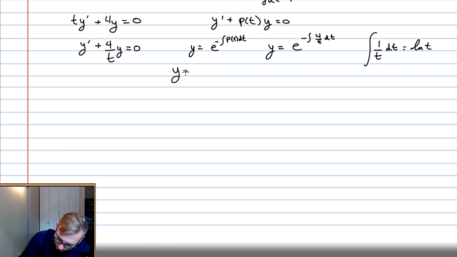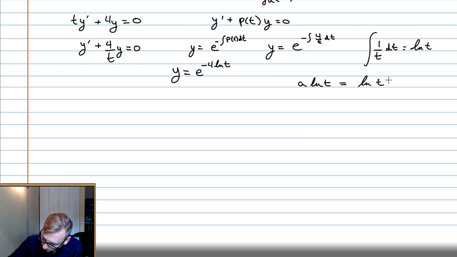We've got y equals e. So if the integral of 1 over t is natural log of t, we'll bring the 4 out. We've got negative 4 natural log of t. And if we use that log rule, a natural log of t is natural log of e to the a. And we'll get y equals e to the natural log of t to the minus 4. And remember before that e to the ln of x is equal to x.